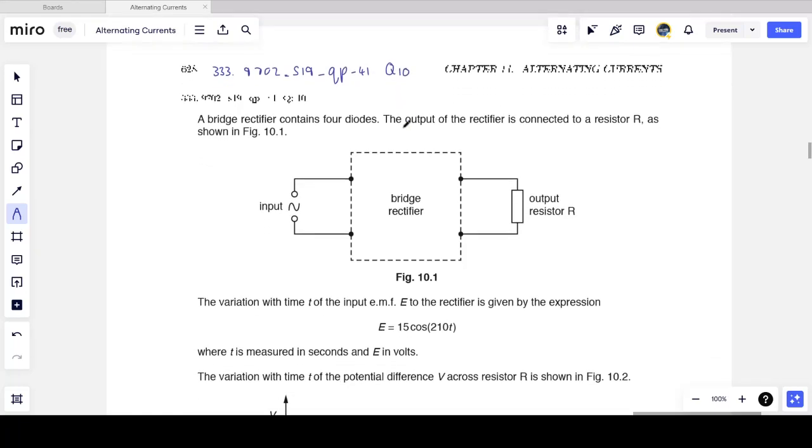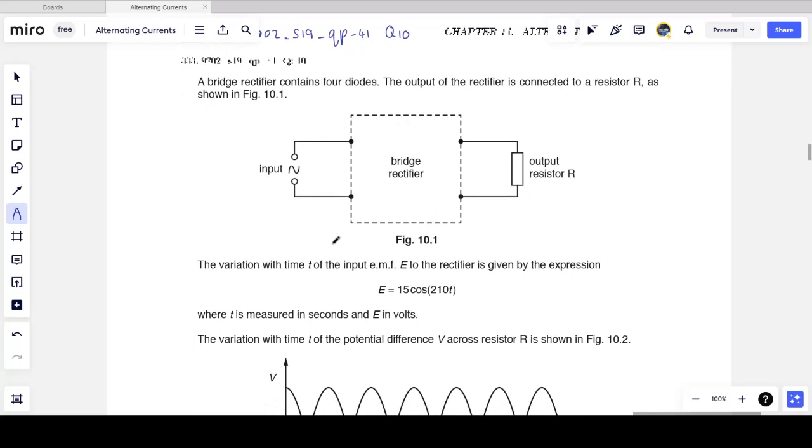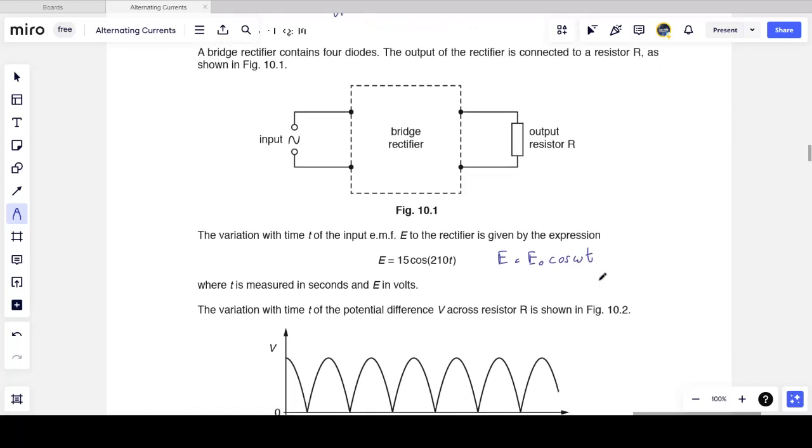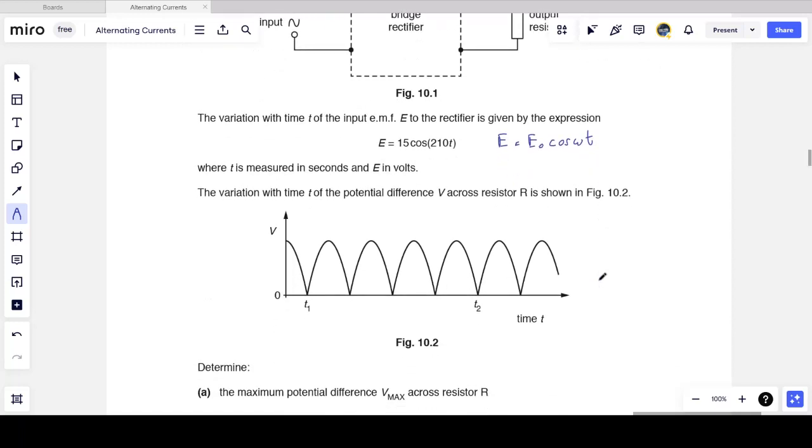We're told that a bridge rectifier contains 4 diodes. The output of the rectifier is connected to a resistor R as shown in the figure. And the variation with time t of the input EMF to the rectifier is given by E equal to 15 cosine 210t. Again, we can write this in our general form. EMF is E naught, the peak EMF cosine omega t. T is measured in seconds and E in volts. And the variation with time t of the potential difference V across the resistor is shown in figure 10.2.